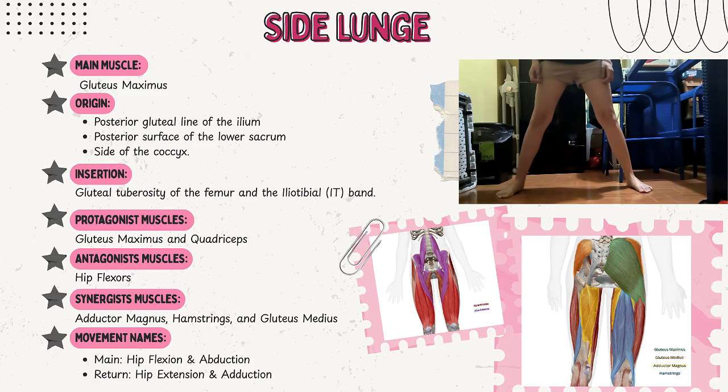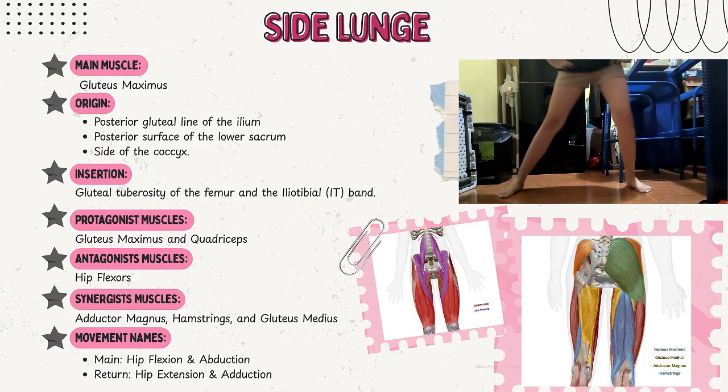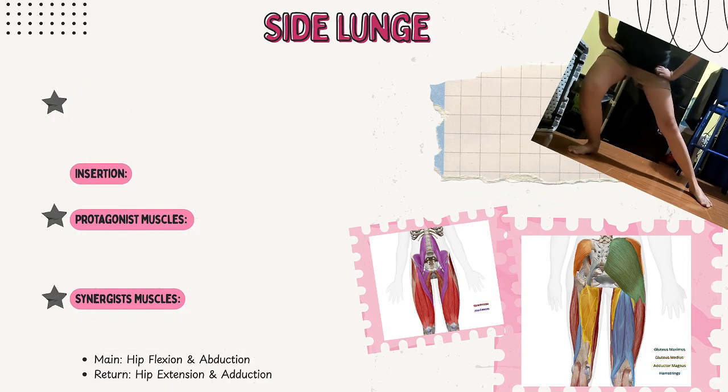Throughout this entire movement, the hip flexors allow the glutes to fully extend the hip, while the hamstrings support the glutes in stabilizing the knee and hip joints.